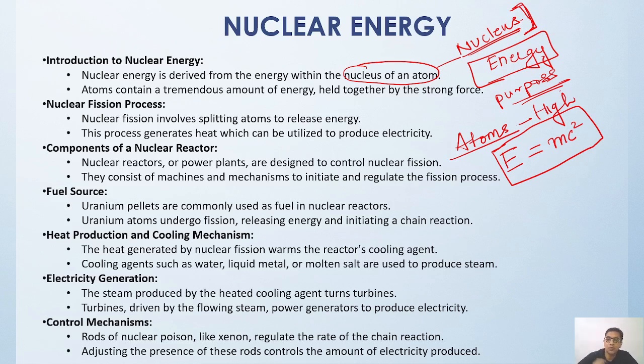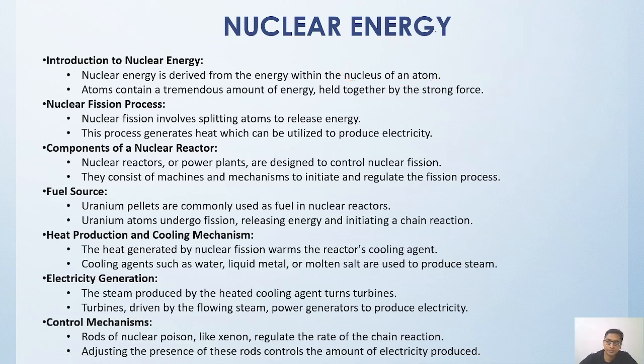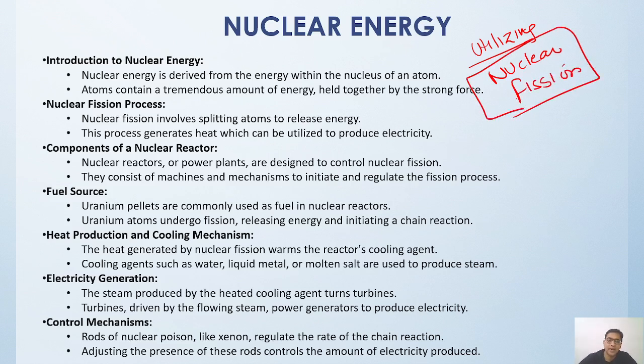There are two types of processes that happen in nuclear energy: nuclear fusion and nuclear fission. Right now in our country and various parts of the world, we are utilizing nuclear fission to generate energy from the atoms. The heat is utilized for generation of electricity, and we can also utilize it for various other purposes.